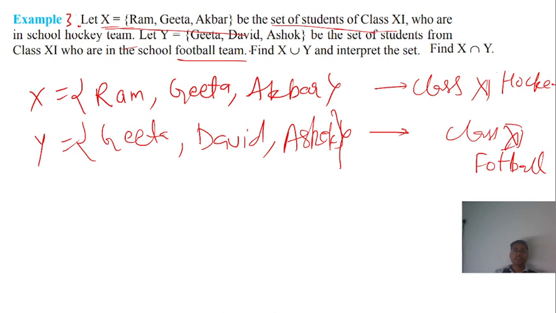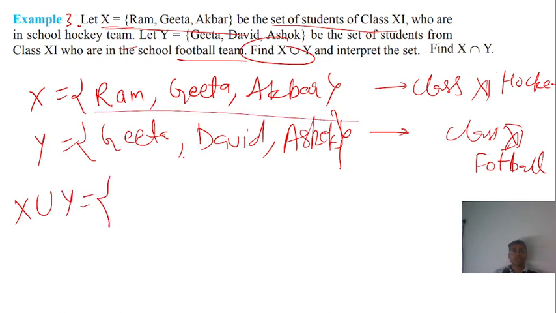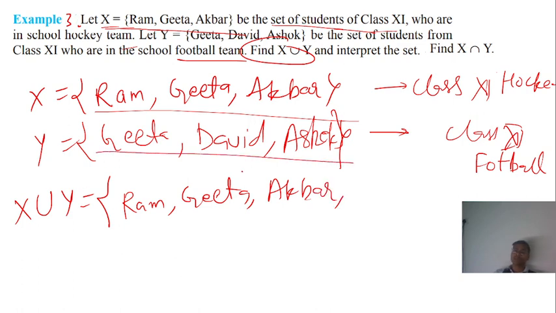And we will have to find A union X union B. Okay, X union Y. For writing X union Y, you write all the elements of X: Ram, Geeta, and Akbar. After writing all the elements of X, you will write all the elements of Y, keeping in mind that none of the elements is repeated twice. Geeta is already written here, so we will not write it again. David is not present here, so we will write David. And Asoka is also not in the X set, so we will write Asoka.